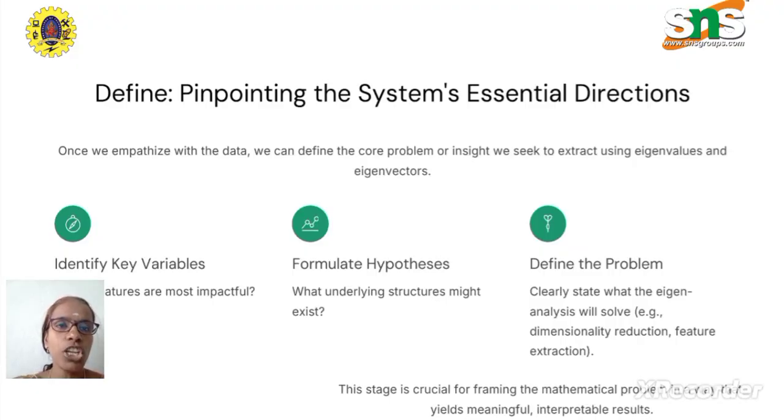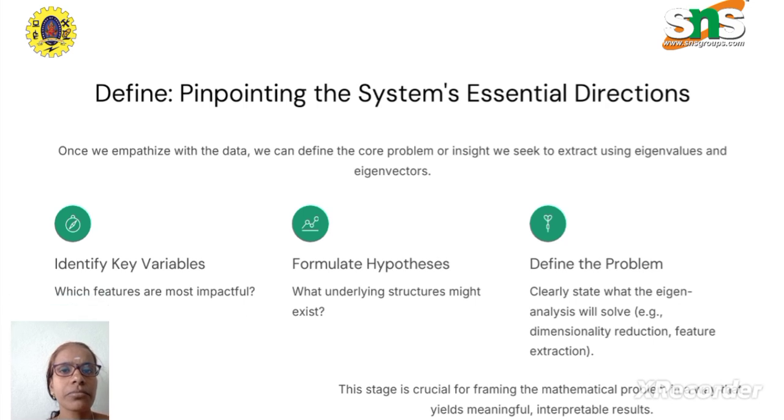The next thing is we are going to have the define part. We need to pinpoint the system's essential directions. Once we empathize with the data, we can define the core problem or insight we seek to extract: the eigenvalues and eigenvectors.